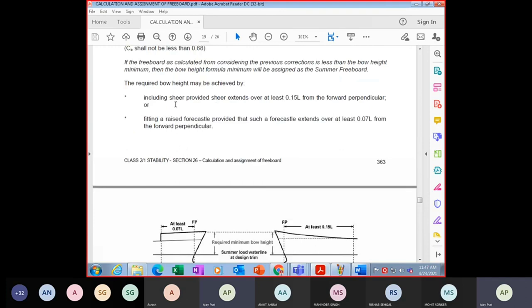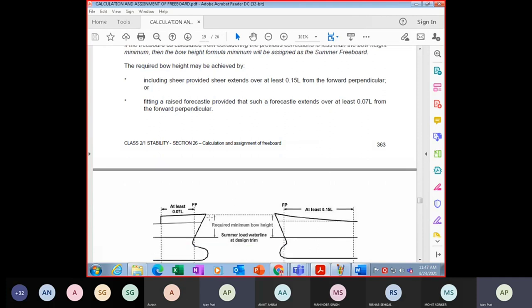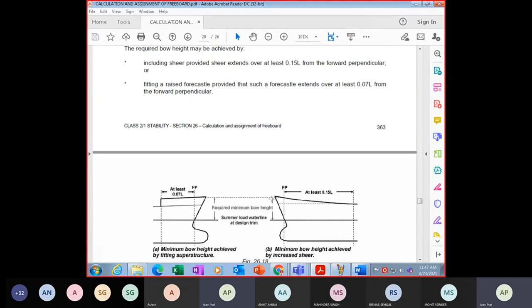So either you can achieve it by including a shear which extends at least 0.15L from the forward perpendicular. Either the bow height is because of the shear extended here, or it is by fitting a fashion plate or a raised forecastle, provided this forecastle extends over 7% of L from the forward perpendicular. So your minimum bow height as per the formula with these two conditions, either this or this, has to be achieved.